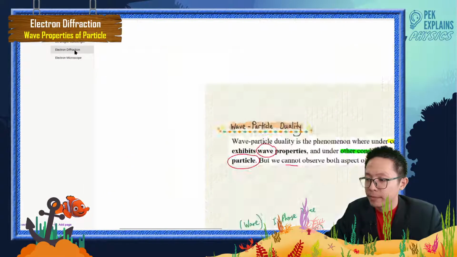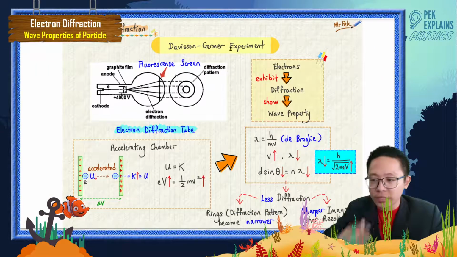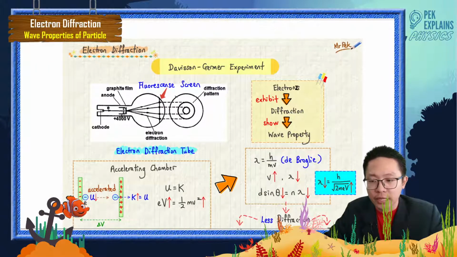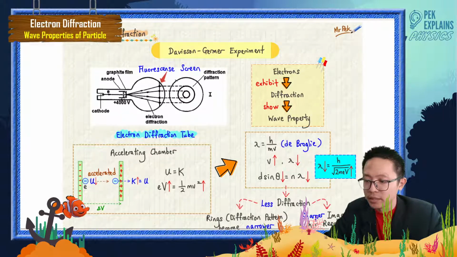Okay, so let's go back here. In the Davison-Germer experiment, it shows that the electron can exhibit a diffraction pattern, showing that electrons also have wave property. If you can see, this is the electron diffraction tube. Here you have a cathode and anode.